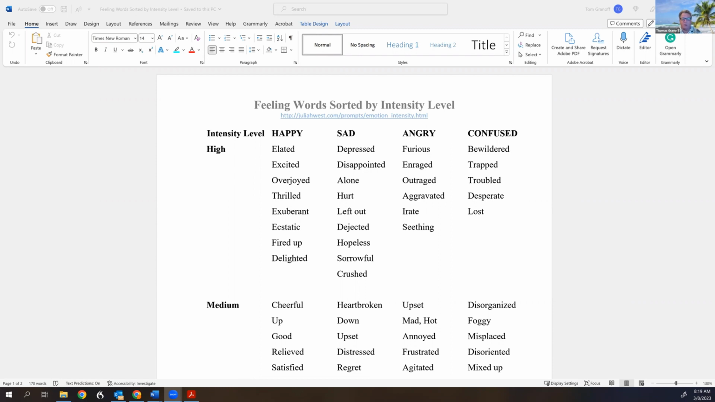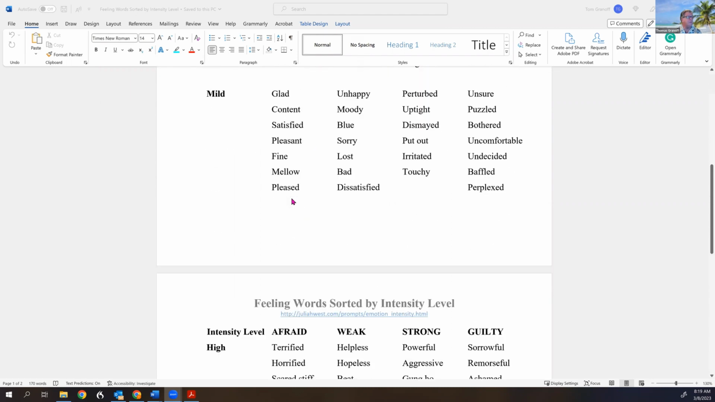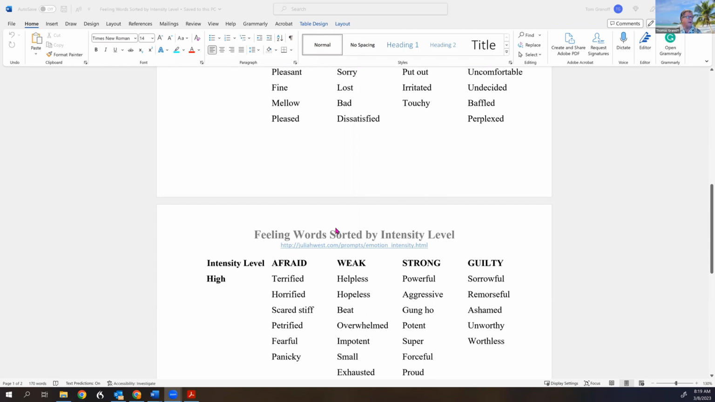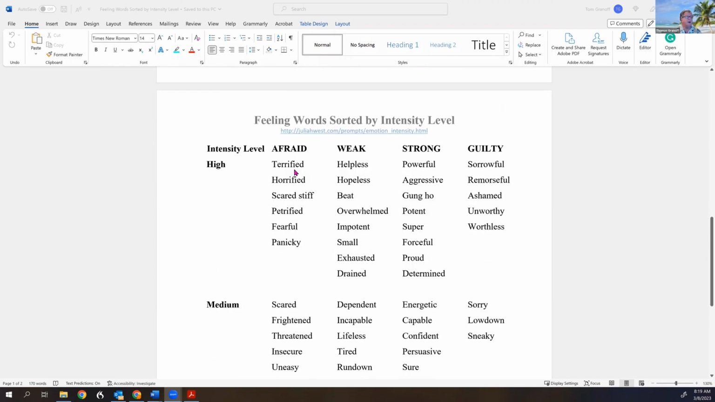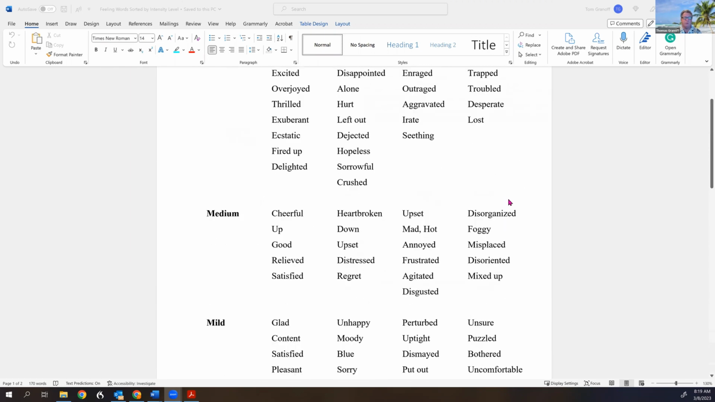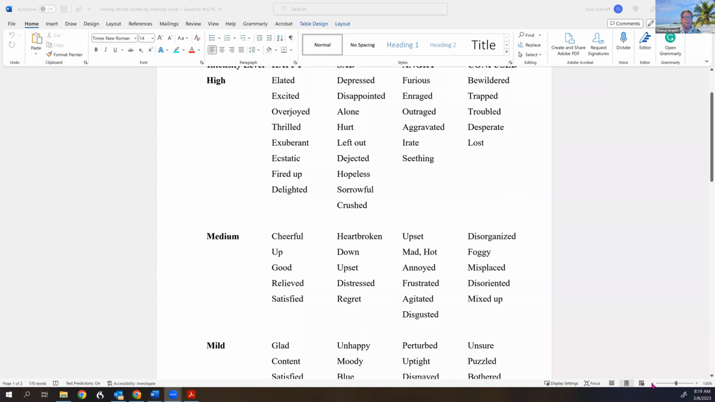There are a lot of these on the internet. This is one from a therapist named Julian West. What they have is the feeling words for happy, sad, angry, and confused, sorted high, medium, mild. And then on the next page, they've got afraid, weak, strong, and guilty. So they've got 5 or 8 different emotions. Let me make it a little bit smaller here.